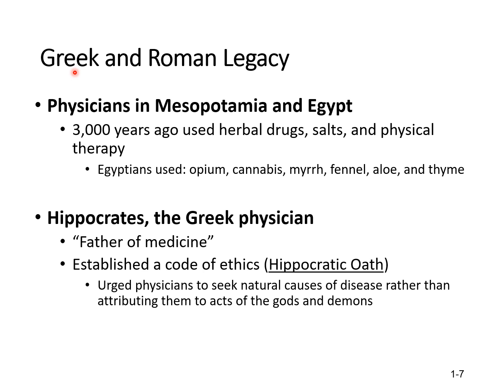So let's get to history. So we go all the way back to Greek, all the way back to Roman. You can go all the way back to the Egyptians if you'd like, because if you think about the Egyptians, they used herbal drugs, salts, physical therapy. They used opium, cannabis, myrrh, fennel, aloe, and thyme. These are all things that you kind of heard about now.